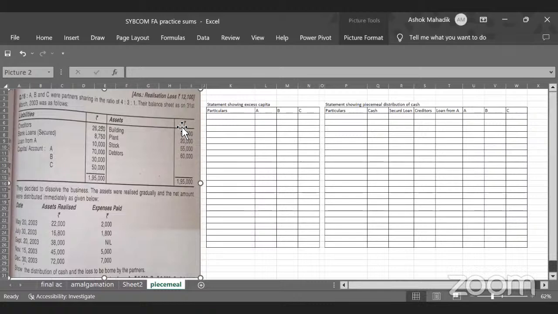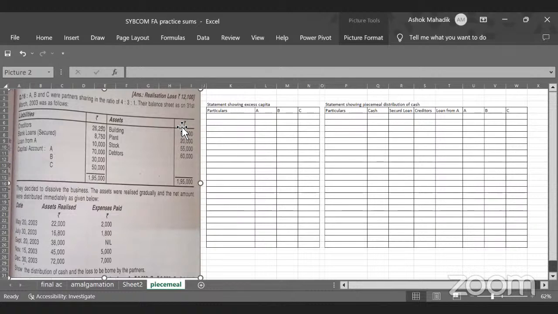I'll read the sum. A, B and C were partners sharing profits in the ratio of 4:3:1. Their balance sheet as on 31st March 2003 was as follows. We are given on liability side, creditors, bank loan, loan from A who is a partner, then capital of A, B, C given. On asset side, we have building, plant, stock, and debtors.